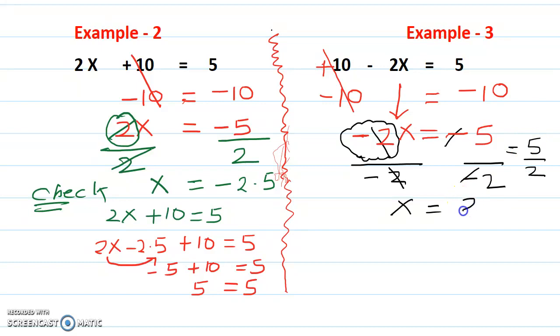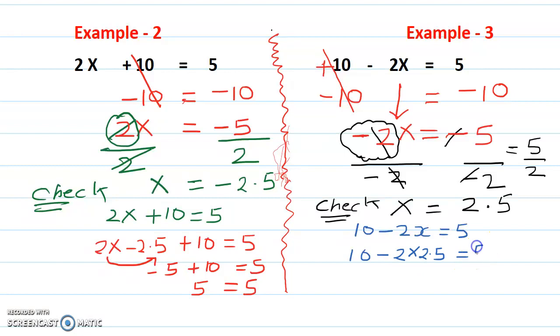And 5 divided by 2 is again 2.5. And we can check this question as well. So let's check. Our question is, let me write a little smaller because we are running out of space here, 10 minus 2x is equal to 5. So let's put x is 2.5 here. So 10 minus 2.5 equal to 5. You know 2 times 2.5 is 5. So it is 10 minus 5 equal to 5.